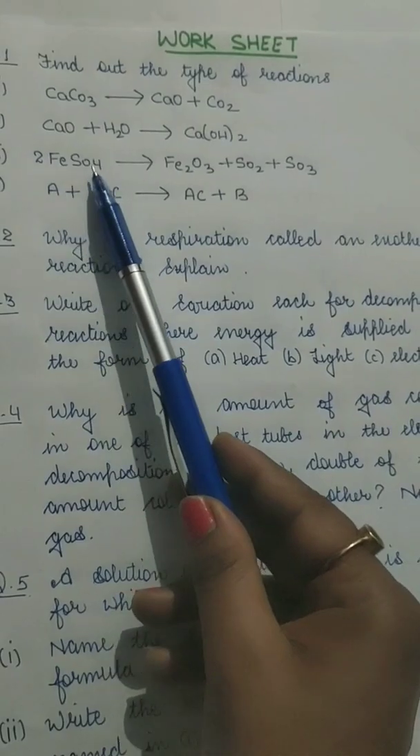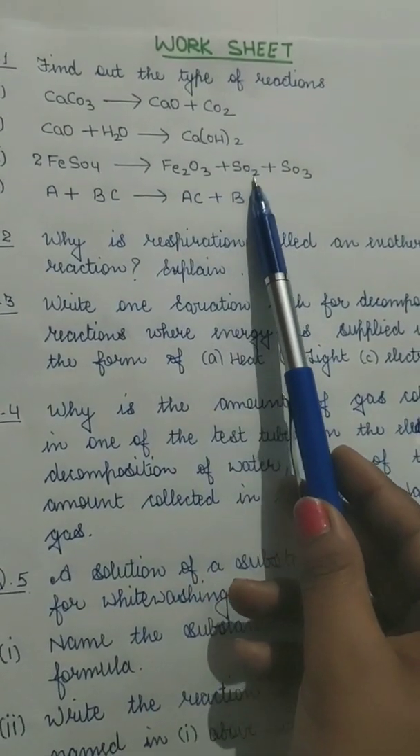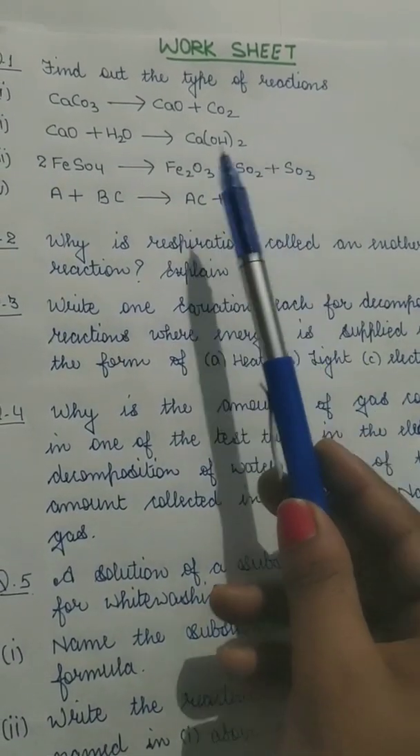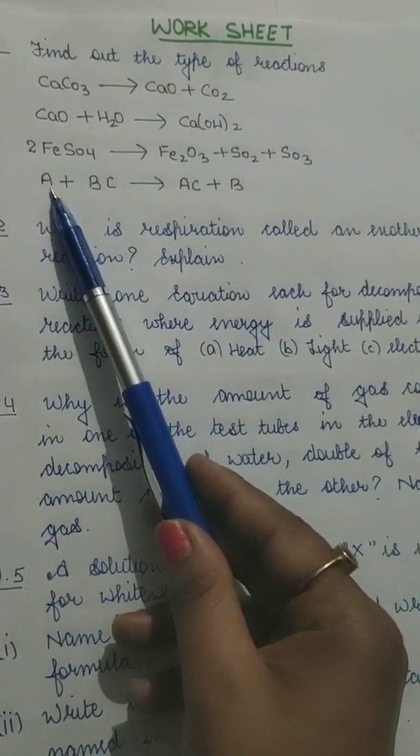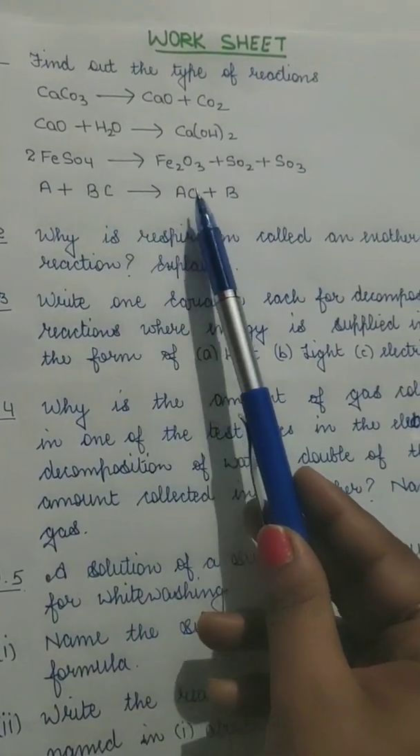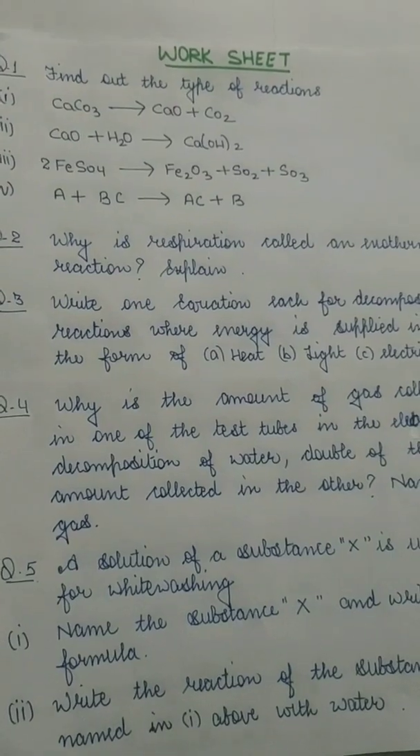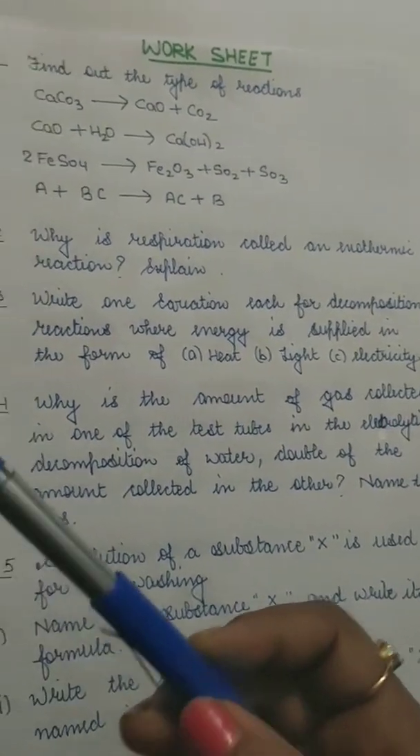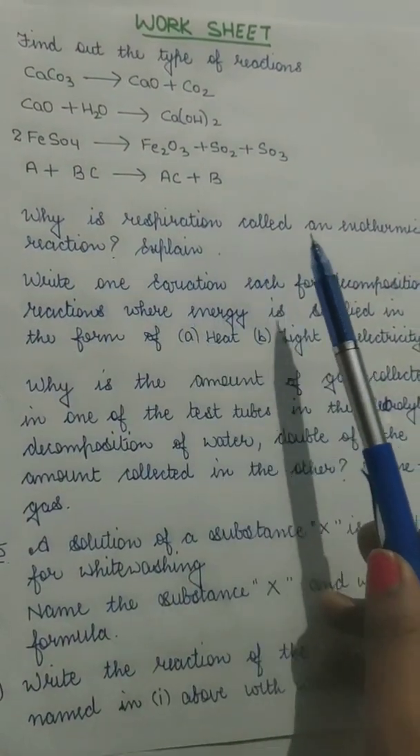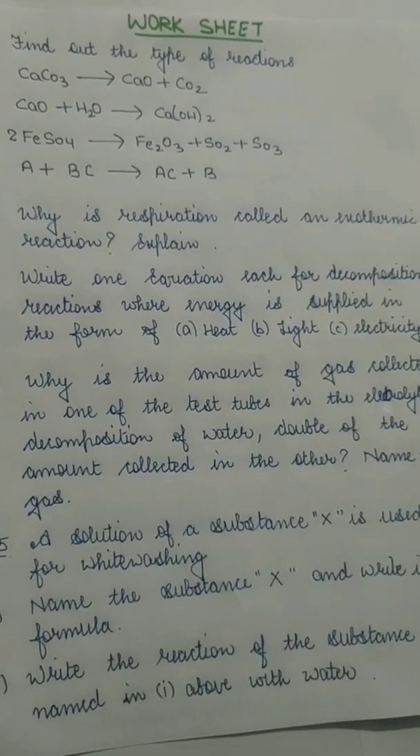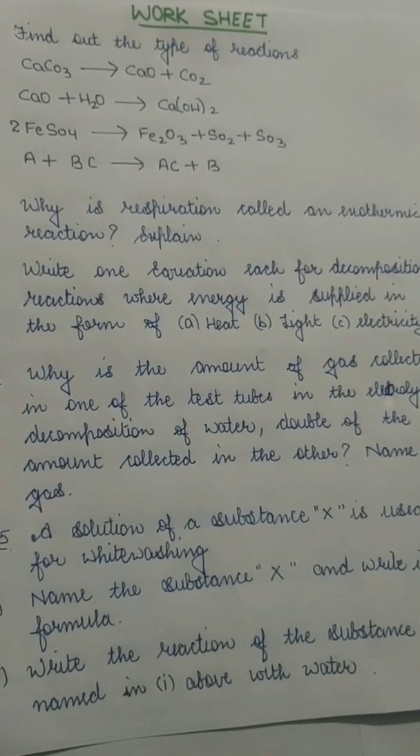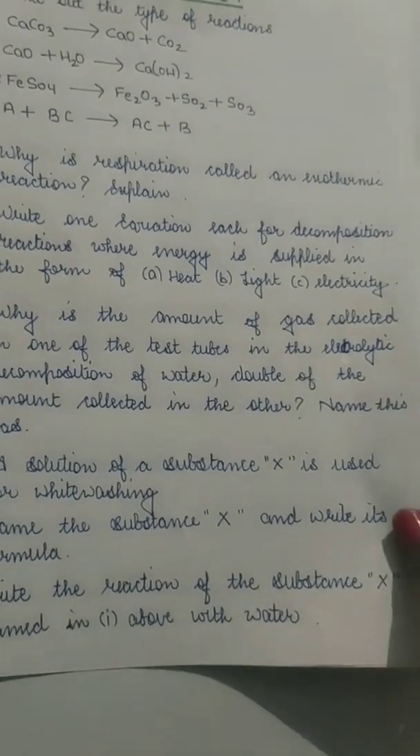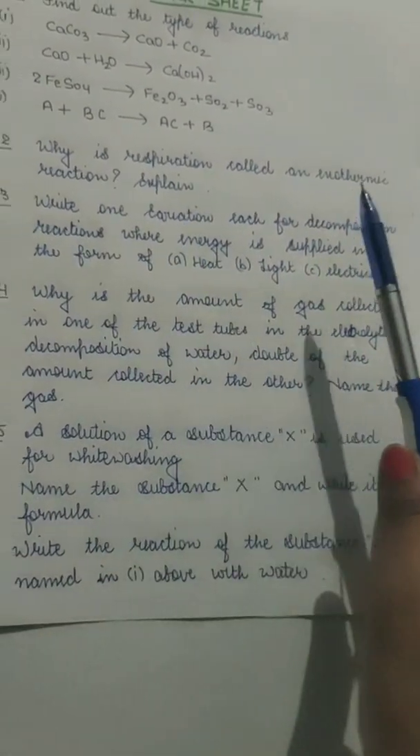The other one is FeSO4 gives Fe2O3 plus SO2 plus SO3. Also, you have done this. The last one is A plus BC gives AC and B. You have to find out the types of reactions. The other question is, why is respiration called an exothermic reaction? This is also a very easy question. We have also covered this. You can write the answer on your own.